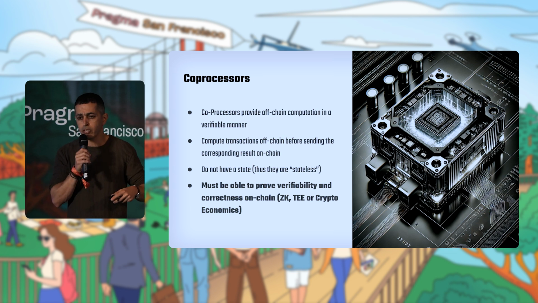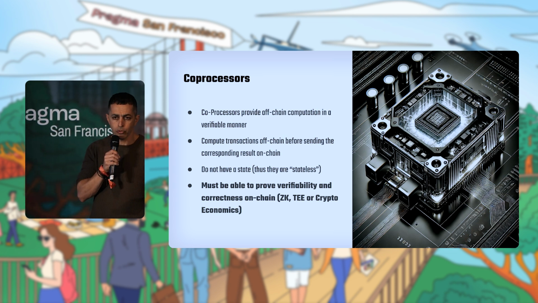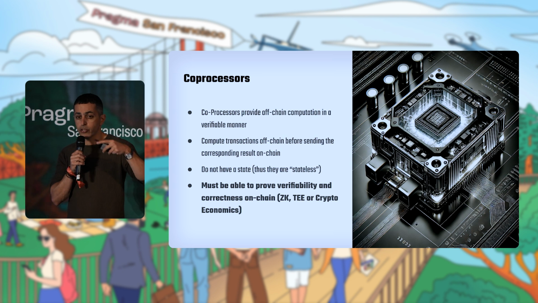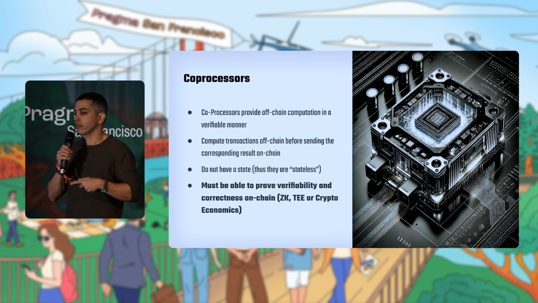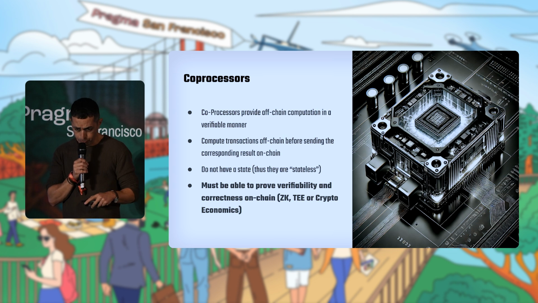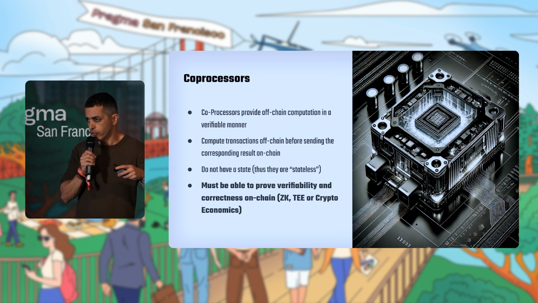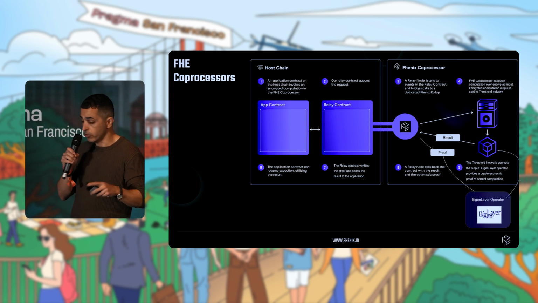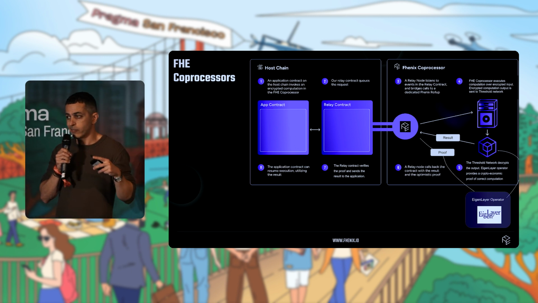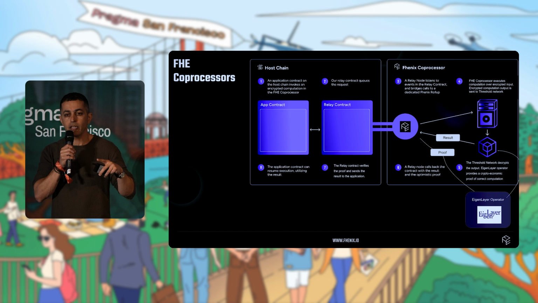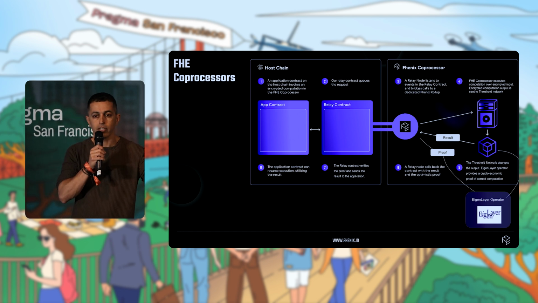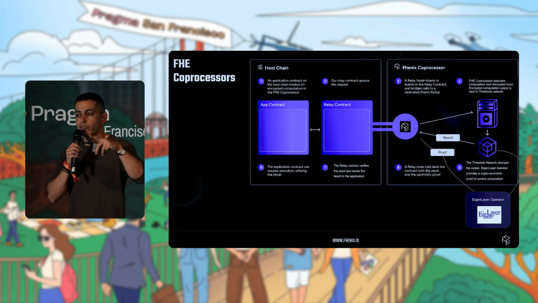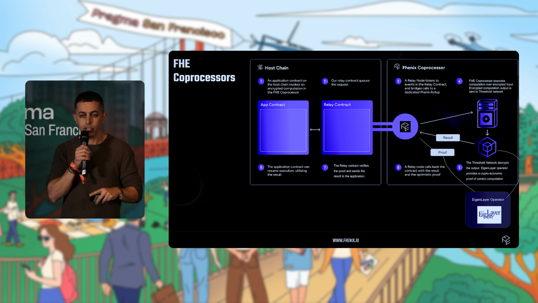And these proofs can be in the shape of a ZK proof, or some kind of a TEE proof, or a crypto-economic proof that shows that this was executed correctly. So coprocessors are coming, and FHE coprocessors are actually coming in a couple of months. And the beauty of a coprocessor is now any L1, L2, L3 that wants to implement encryption and run computation using fully homomorphic encryption can actually do that.